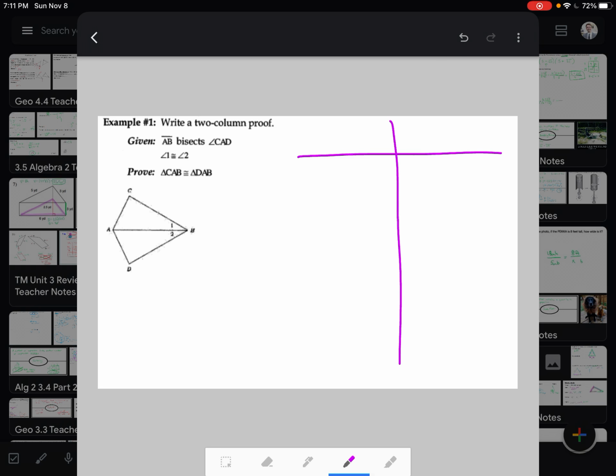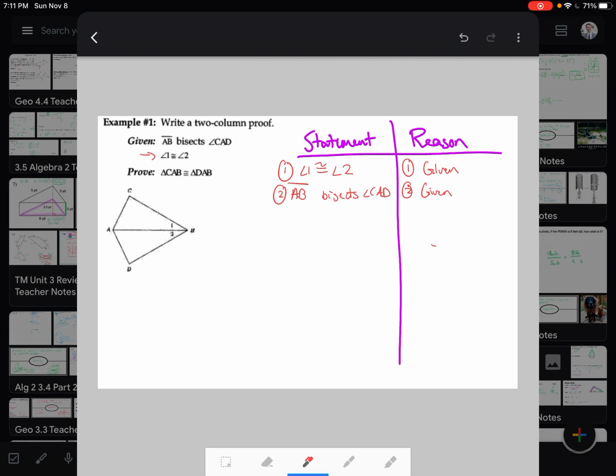So let's practice now using one of those two theorems to write ourselves a proof. So again, remember for proofs, we have our two-column chart of our statements and then our reasons. And here we're going to start off with what we are given. So first, we know that angle 1 is congruent to angle 2. And again, that is our given reason. See that right here. And then next, we know that AB bisects CAD. That's also given.